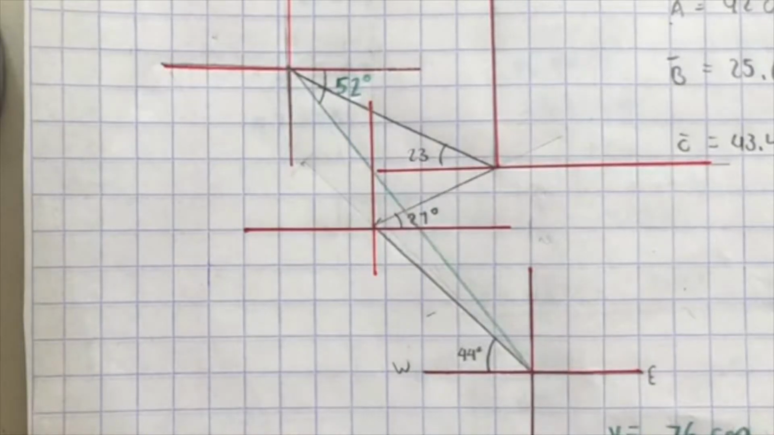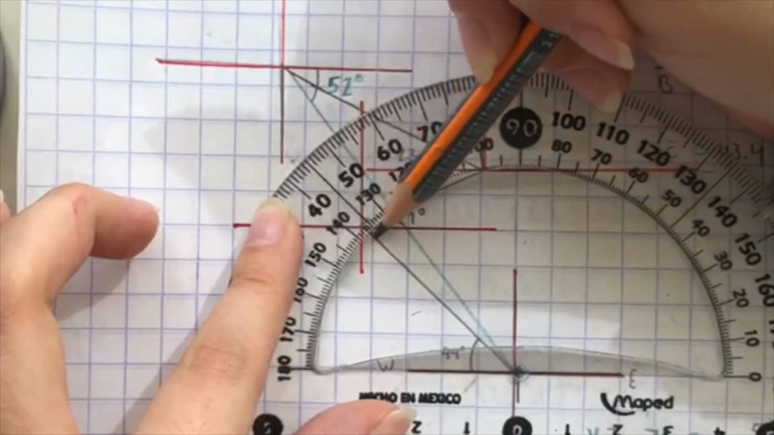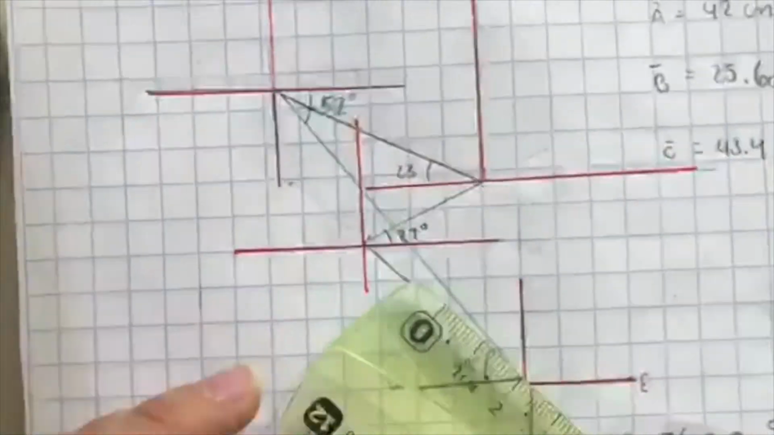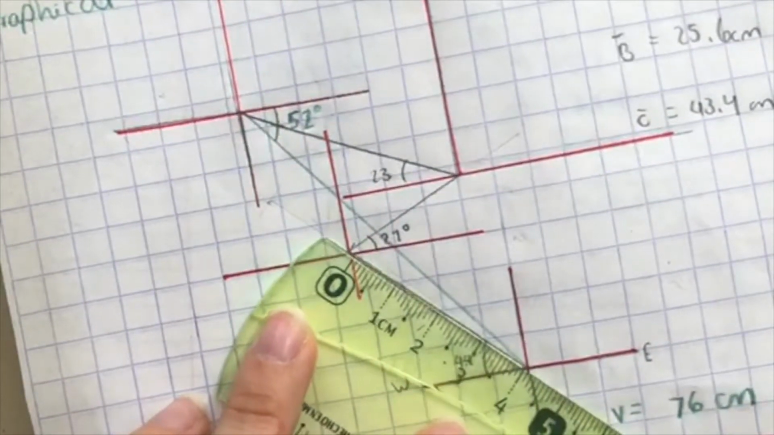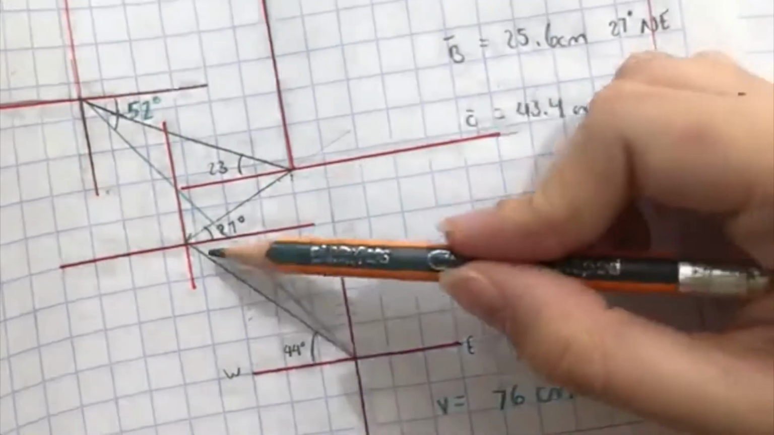So the first value we're given is 42 centimeters, 44 degrees northwest. So we use our protractor and measure 44, which is approximately here, and draw the line that has to measure 4.2 centimeters.